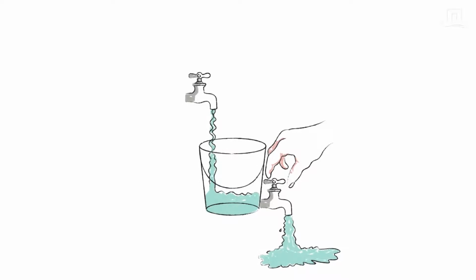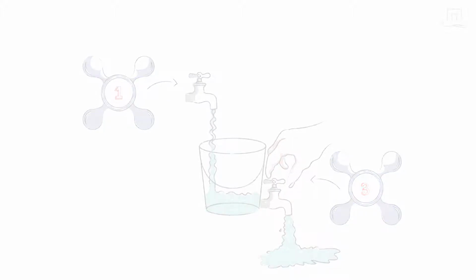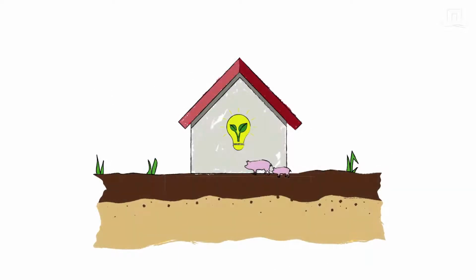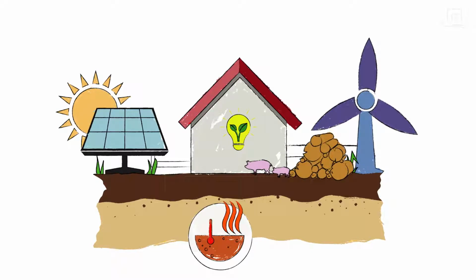As you can see, the top left tap has a very small water inflow, whereas the bottom right tap has a large outflow. Hence, the water level in the bucket, representing the stock of fossil energy, quickly reduces and is unsustainable. So we need other, more sustainable ways to use energy, such as solar, geothermal, wind, and bioenergy.